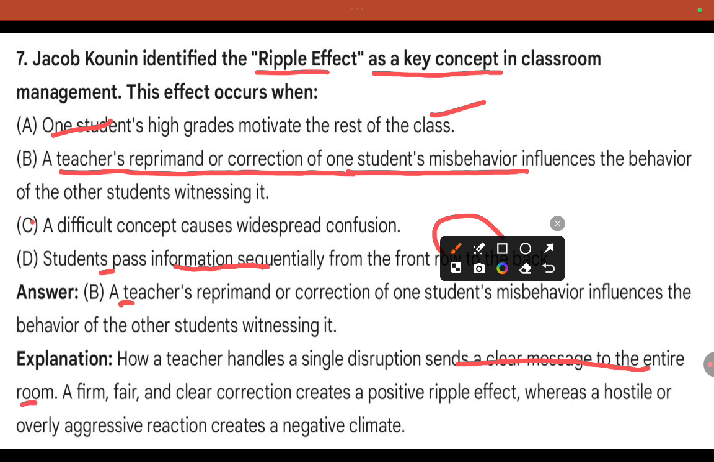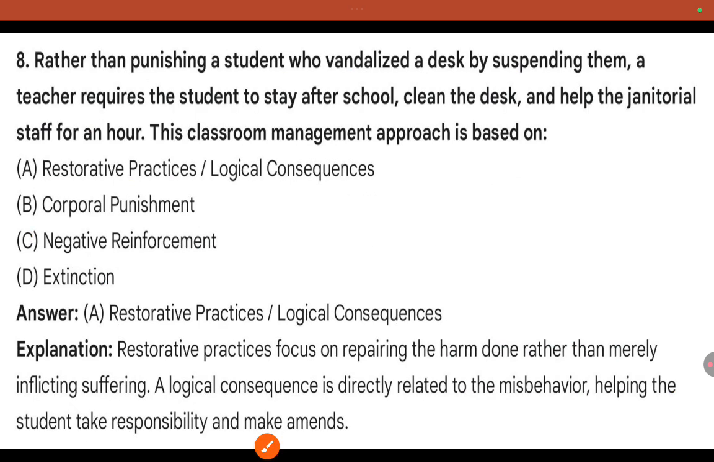A fine, fair, clear correction creates a positive ripple effect, whereas a hostile or verbally aggressive reaction creates a negative climate. So here, the ripple means how a teacher handles a single disruption sends a clear message to the entire classroom.